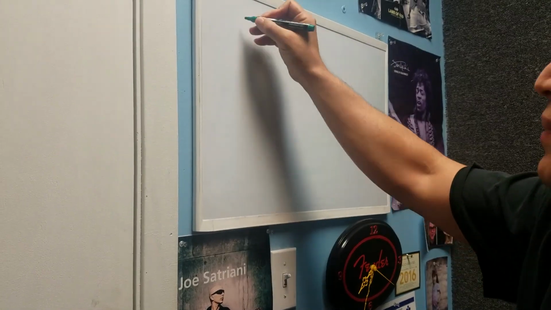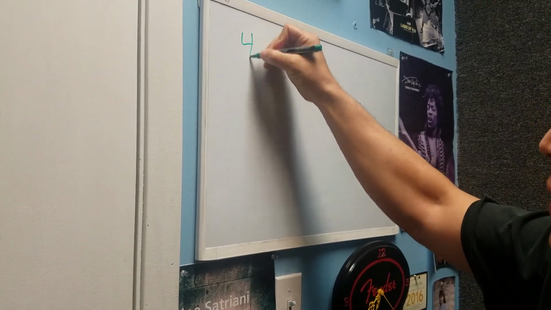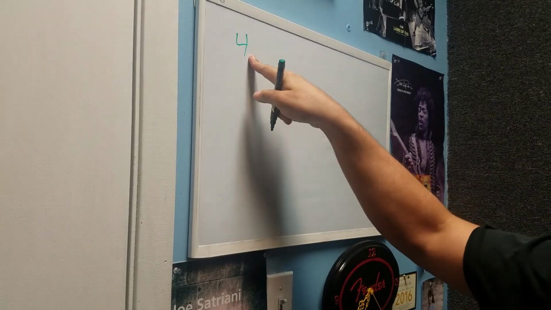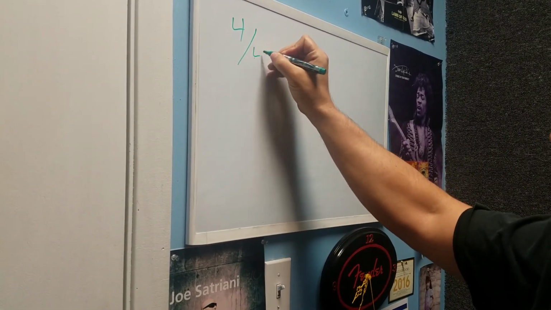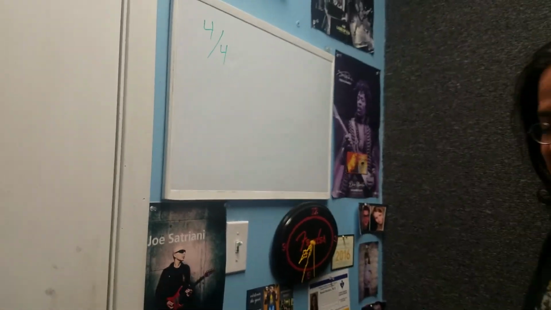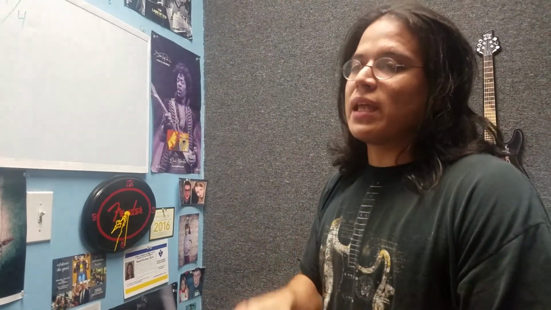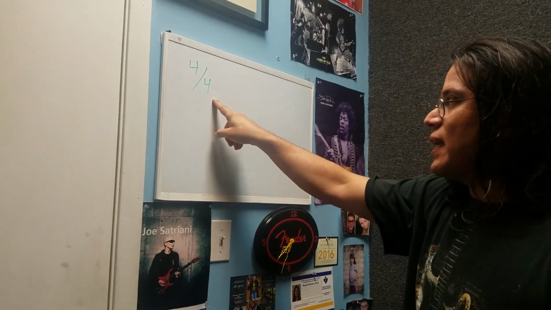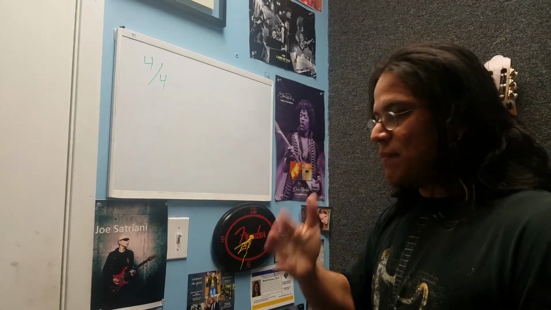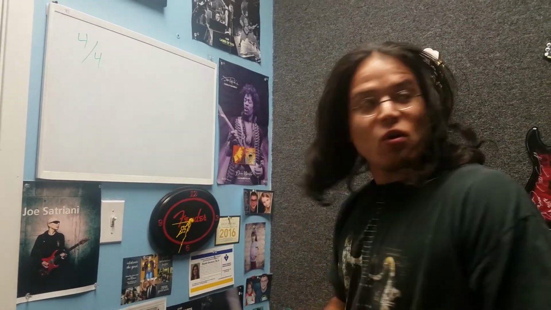Essentially, what you have is a fraction where the top number is the number of beats that you have, and the bottom number is which note gets the beat. So if you have a metronome clicking and going 1, 2, 3, 4, that number is going to tell you which of these notes is going to take the beat. Now, you probably don't know what I'm talking about, so let's backtrack a little bit.